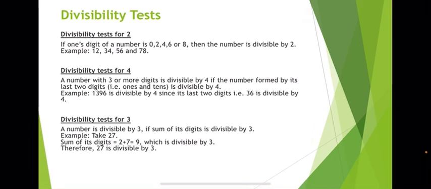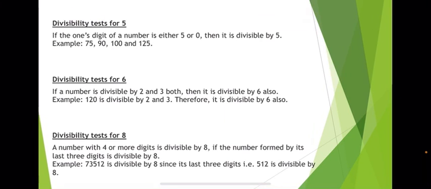Let us take an example. The number is 27. Now what we have to do? We have to add the digits. 2 plus 7 is 9, and 9 is divisible by 3. So 27 is also divisible by 3.